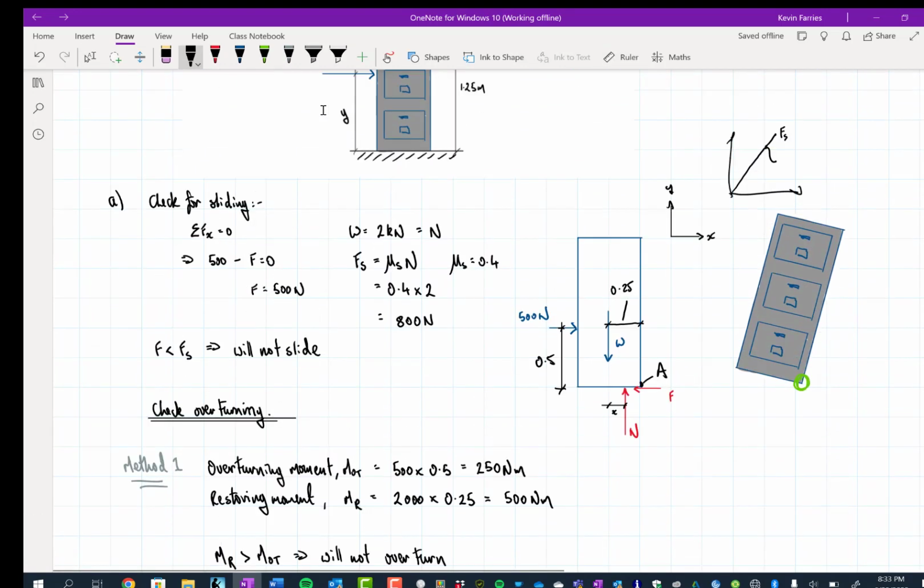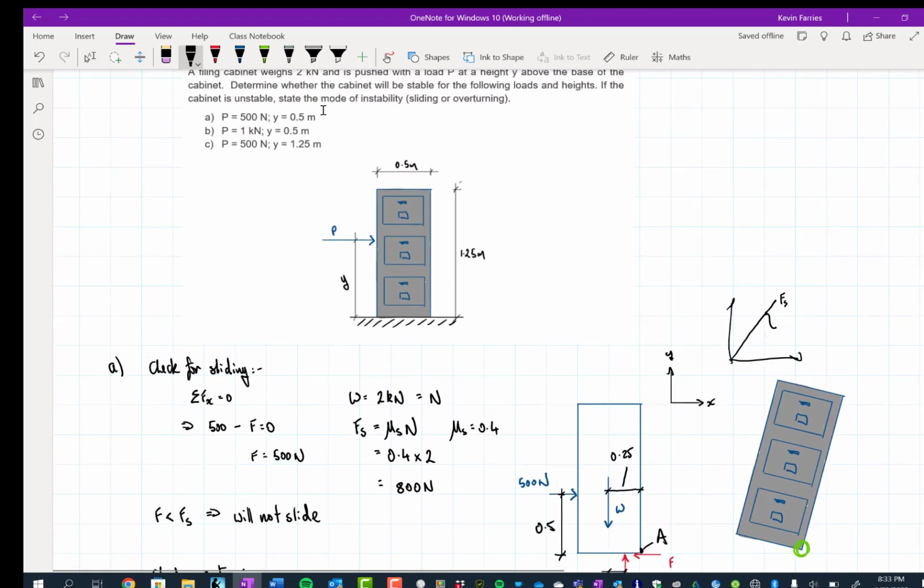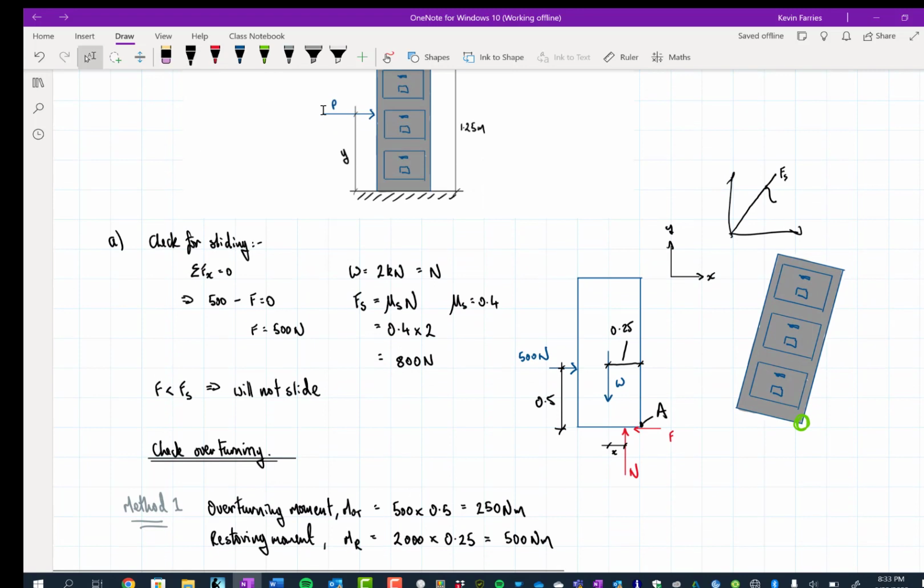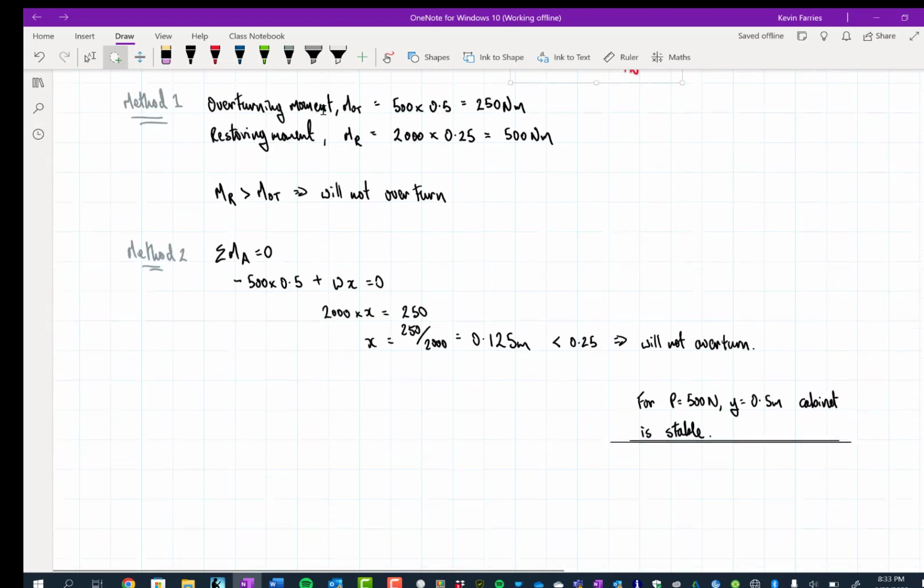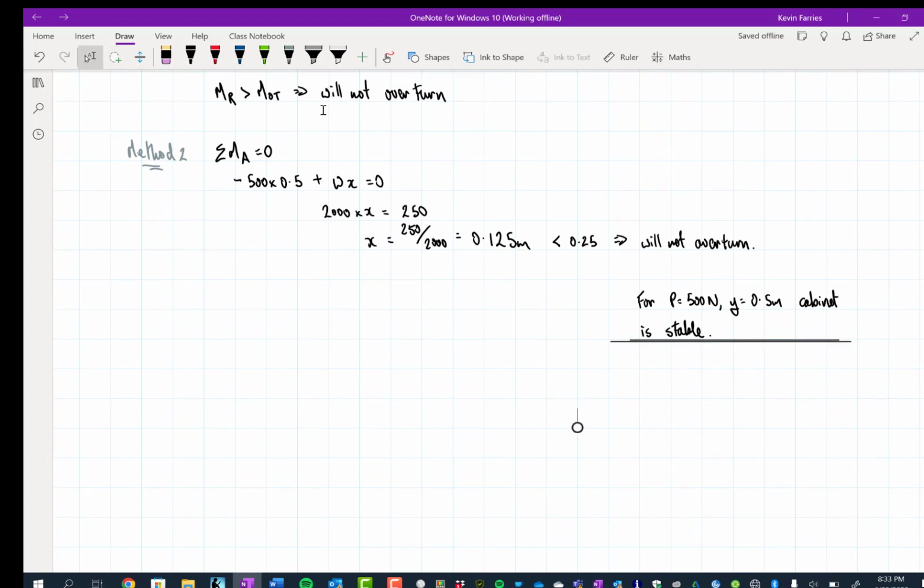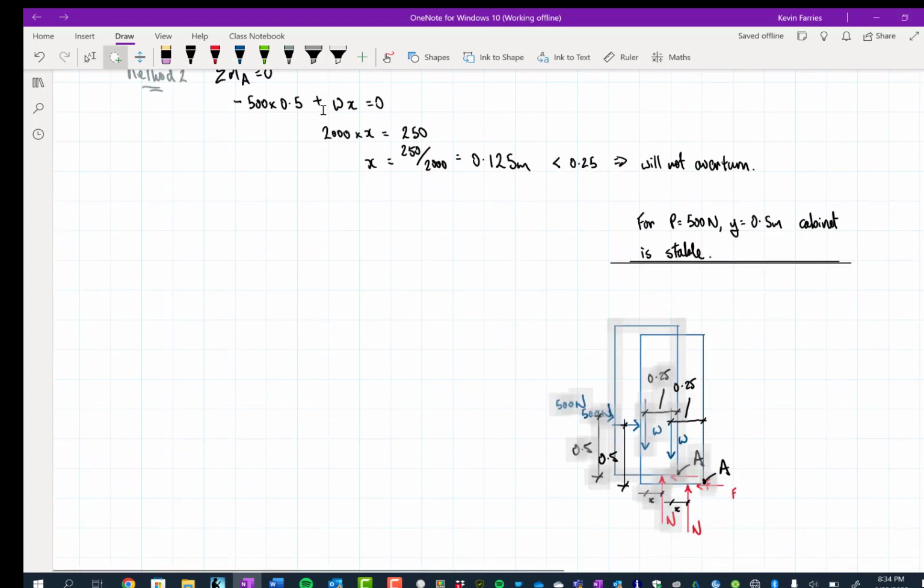Now, let's have a look at the next one now. So we've got 1 kilonewton at 0.5 meters. Do I want to start again? I'll just use that one, it's not so bad. In fact, it's 0.5 meters, so this is B now.